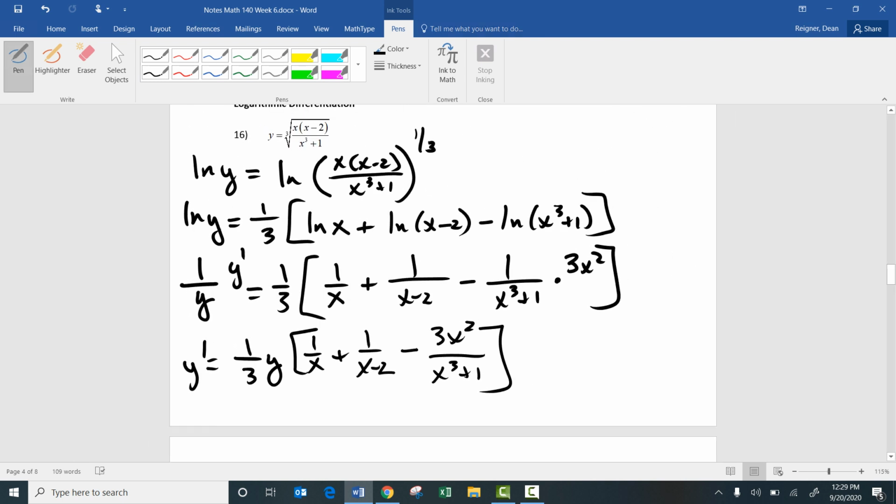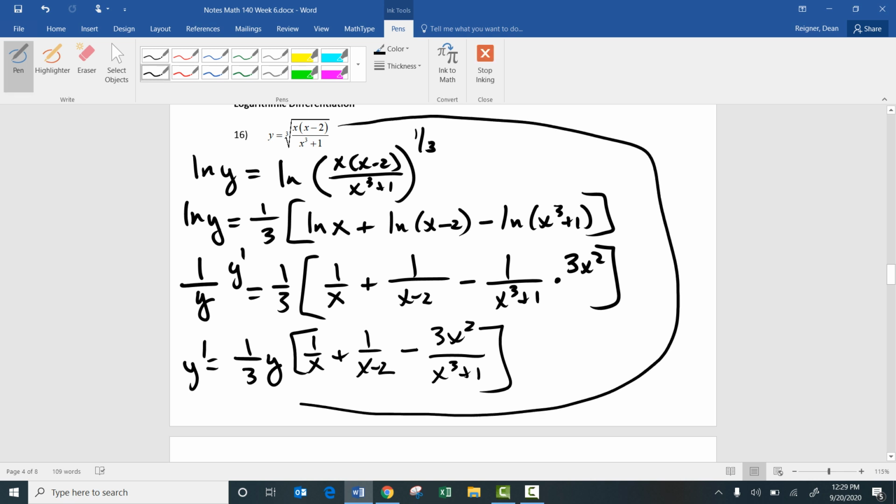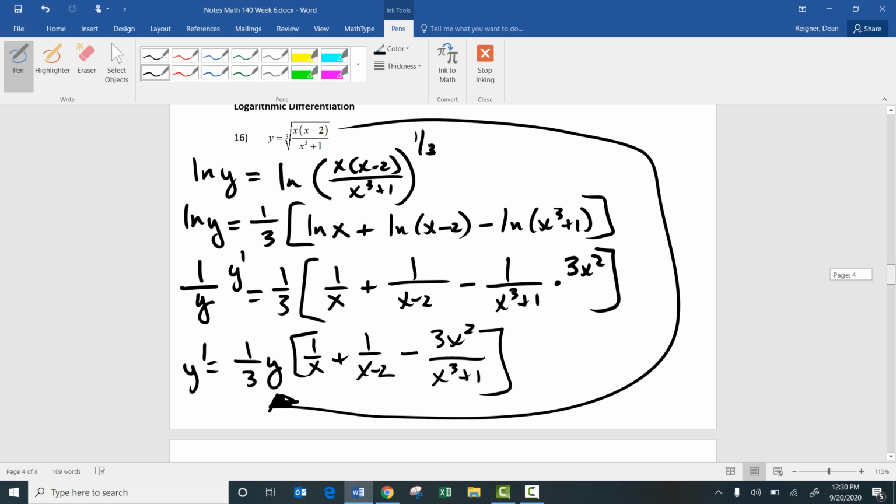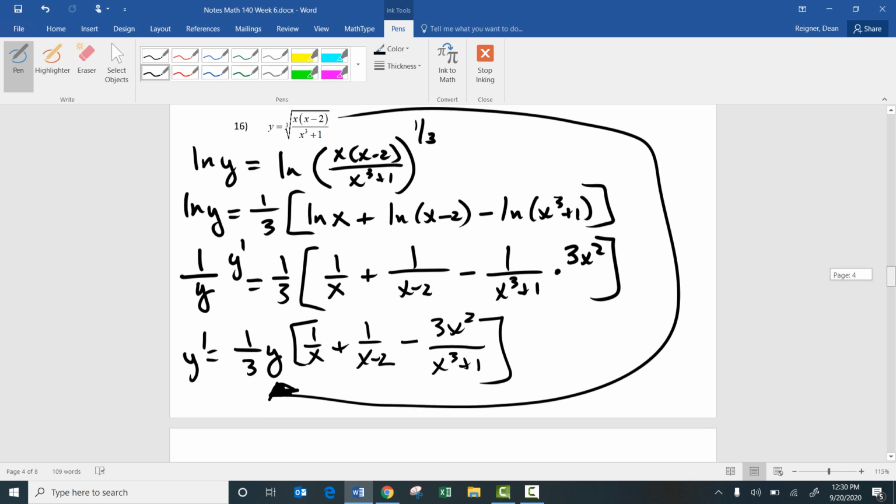This thing up here is y. So what you want to do is you want to put this whole equation in for y right there. Right? So there's a y. So what you want to do on the test is you want to write 1/3, and then you want to put this thing here where the y is, and then write the rest of the equation down, and then you got your answer. Okay? So one more on logarithmic differentiation, and then we'll stop the video.